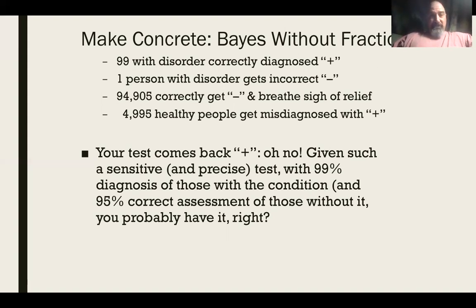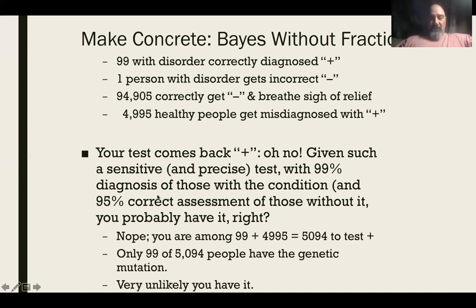But if it's for something that's very, very unlikely, then you very well may have more of it, still a higher chance that you don't have it, even though it came out as a positive test. So again, if you're among those who tested positive, and in this case, means you're among the 99 with the disease who tested positive, and the 4,995 who tested positive who don't have it. You're somewhere in that 5,094 who tested positive, but only 99 out of those 5,094 have the genetic mutation. So it's very unlikely that you have it.